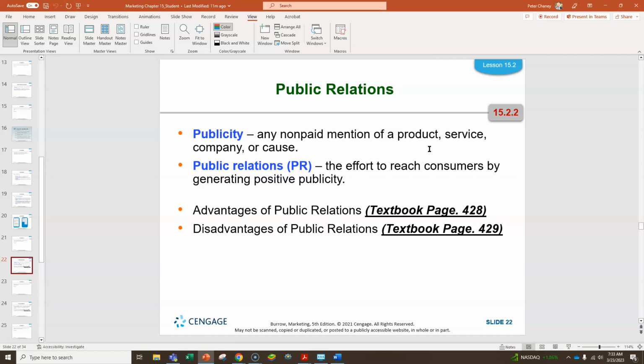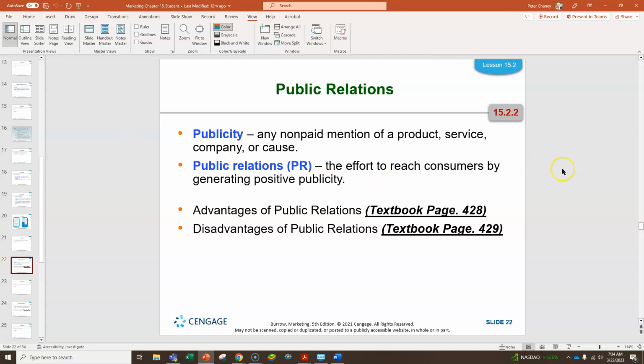So now let's talk about publicity. So this is any non-paid dimension of a product. So that's the key difference. Publicity is non-paid mention of a product, service, company, or cause. So the example I used was a celebrity like at the Emmys, and they mentioned a Coke, the beverage, and they weren't paid to do that, but it just happened to be in their speech. So that would be publicity.